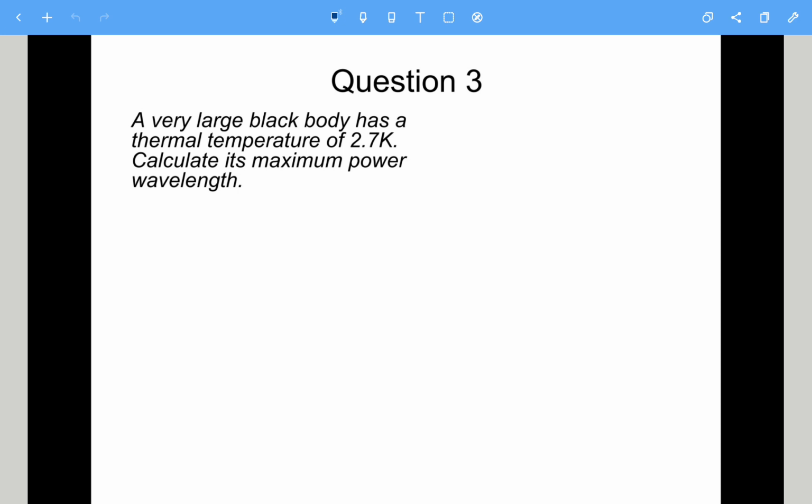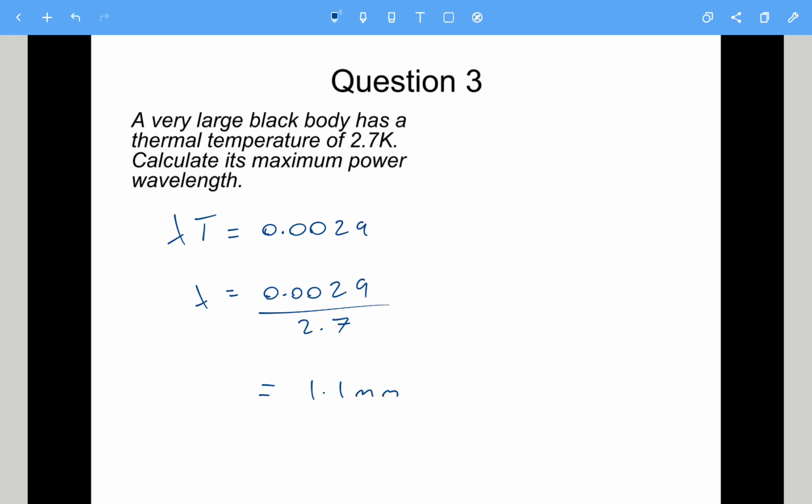This is really straightforward as well, but then I'm going to give some extra information after doing it. So we've got a very large black body at a thermal temperature of 2.7 Kelvin. Calculate its maximum power wavelength, so peak wavelength. We're going to use Wien's displacement law, lambda T equals 0.0029. So wavelength equals 0.0029 divided by a very chilly 2.7 Kelvin. That gives a peak wavelength of 0.0011 meters, or 1.1 millimeters.